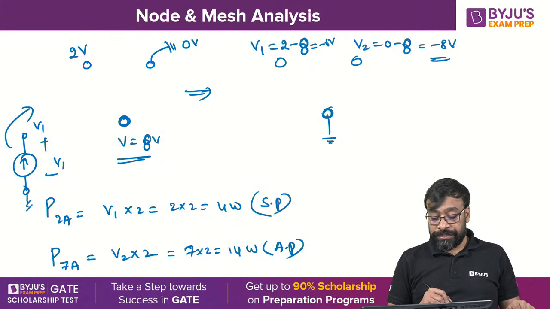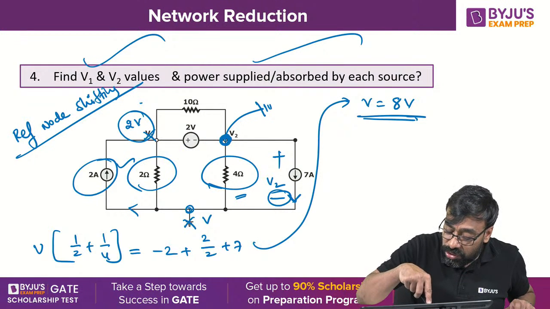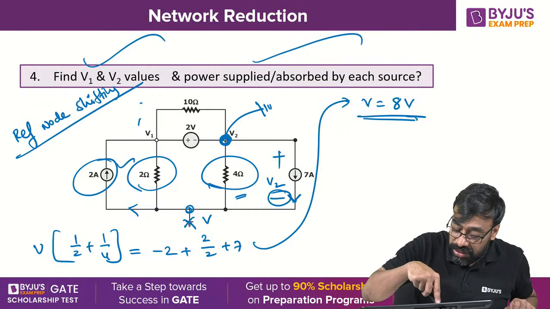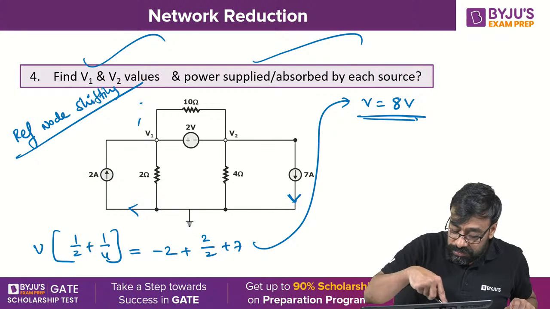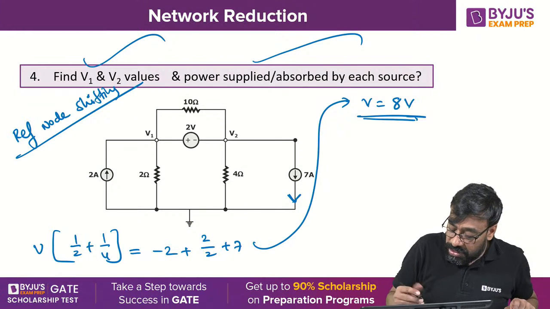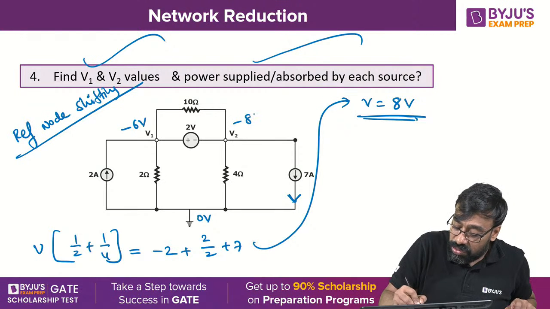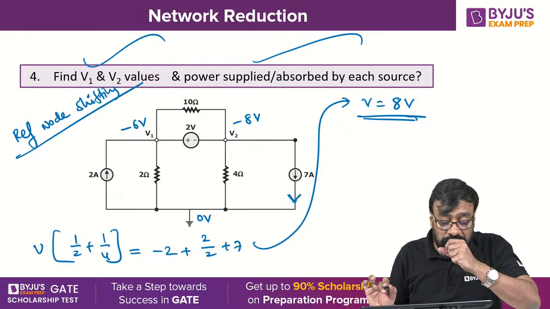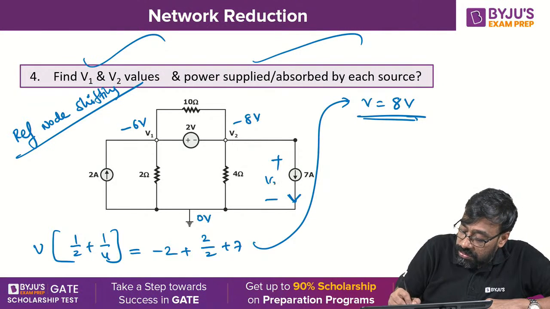Yes, Ravi Shankar. Now, what about the current flowing through this particular element? You already answered the question that this is 0, this is minus 6 volts, this is minus 8 volts. Is it clear? Okay. So this is V2, this is V1.